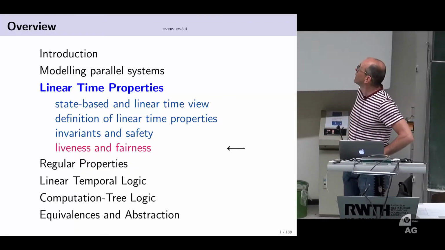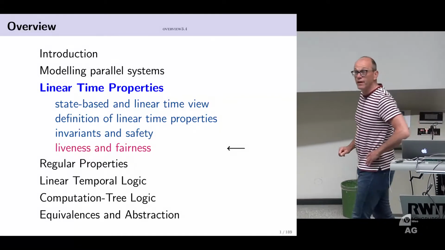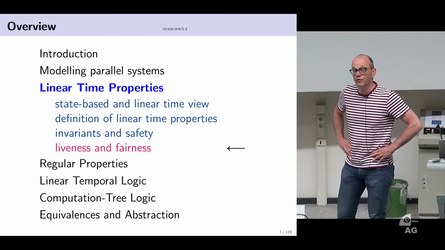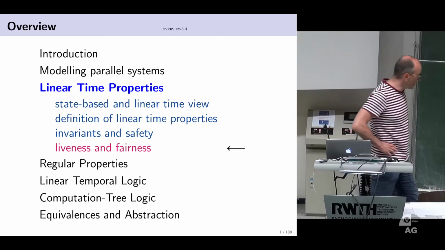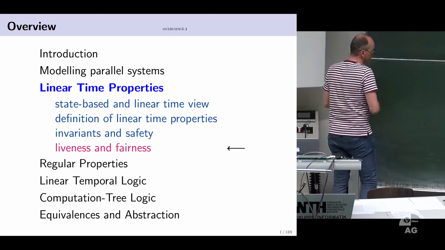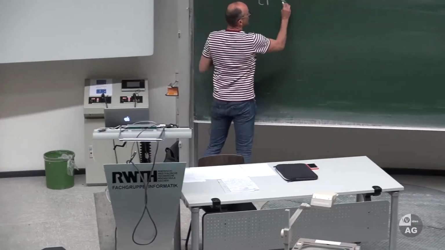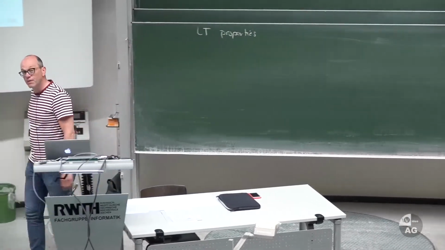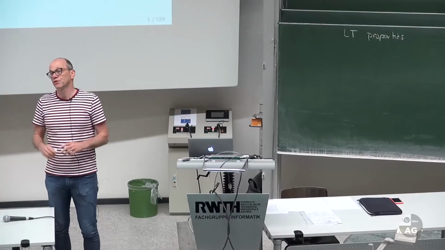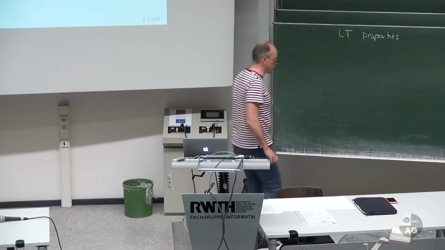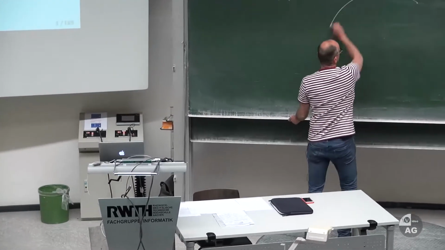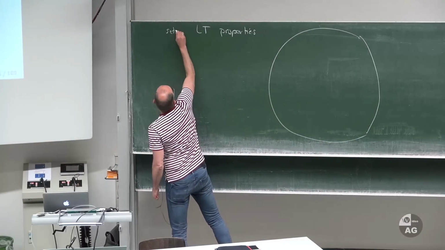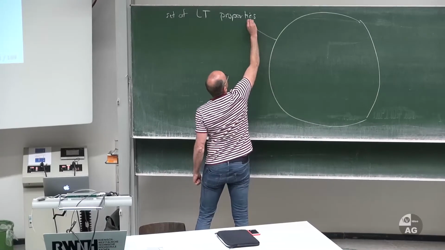So the topic of today will be a brief recap of liveness, but in particular the main focus will be on fairness properties. What you have seen in the previous lectures were linear time properties. The entire universe of linear time properties, if I draw a Venn diagram, is the whole set of LT properties.